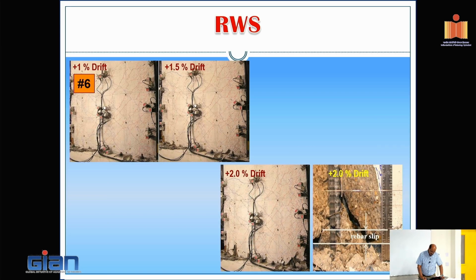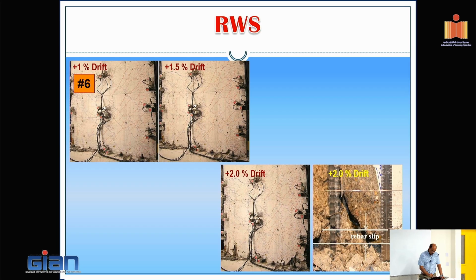So here is the one with splices. You can see 1%, 1.5%. Everything is concentrated at the base, not much. And then the splice eventually failed at 2%, which wasn't the case previously.